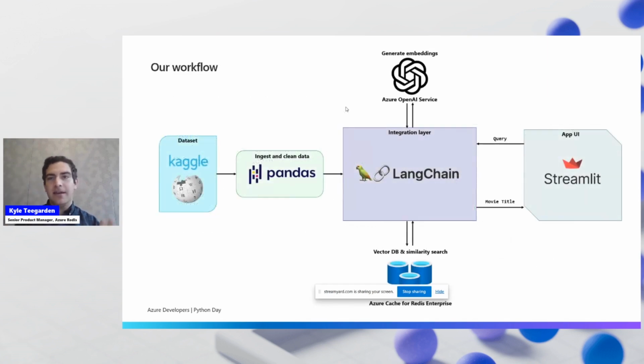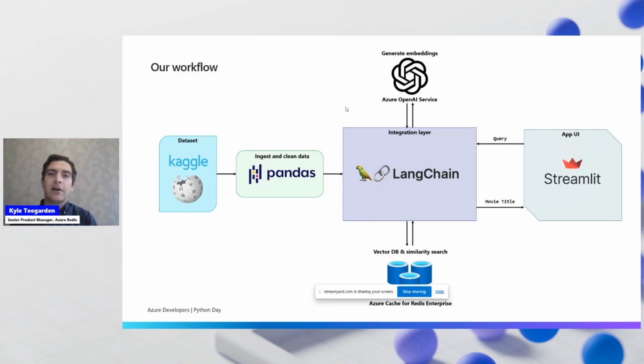Okay, so this is kind of our general AI concept. What does this look like in practice? This is what we're going to try to put together. We're going to take a data set from Kaggle, a great resource for different ML learning data sets. We're going to ingest that data set into pandas, which is our beloved Python framework. We're going to use langchain to tie multiple different services together, which is a really useful integration library for ML applications. And then we're going to use Azure Cache for Redis, specifically our enterprise tier, to be our vector DB. So we're going to store our vectors there and use it to do the searches as well.